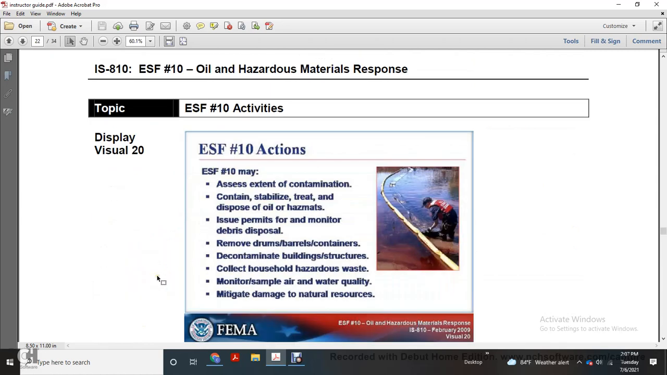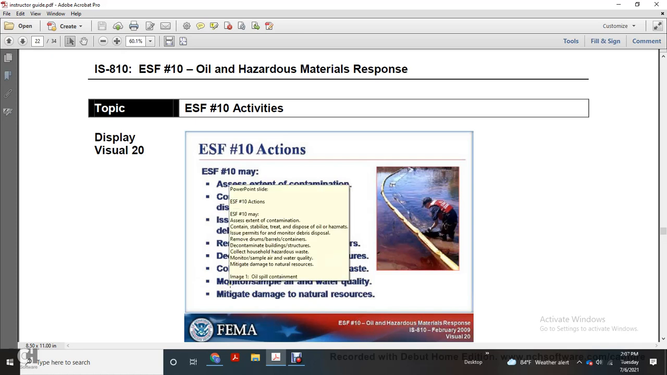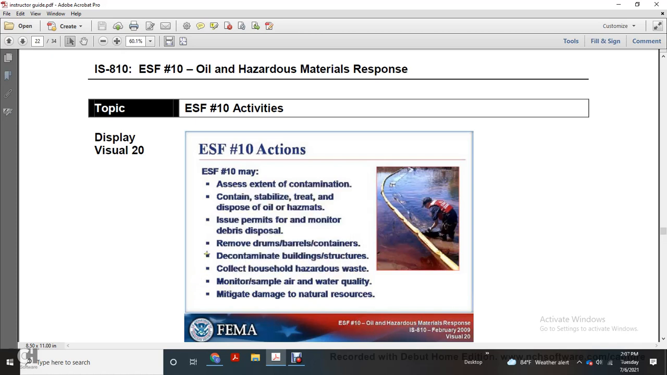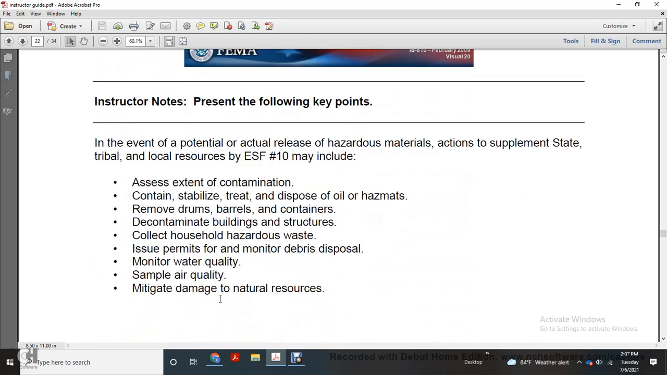Display visual number 20. Emergency Support Function number 10 actions. ESF 10 may assess the extent of contamination; contain, stabilize, treat, and dispose of oil and hazmat; issue permits for and monitor debris disposal; remove drums, barrels, and containers; contaminate building structures; collect household hazardous waste; and monitor, sample, and mitigate damage to natural resources.